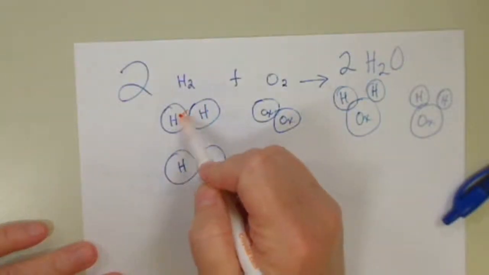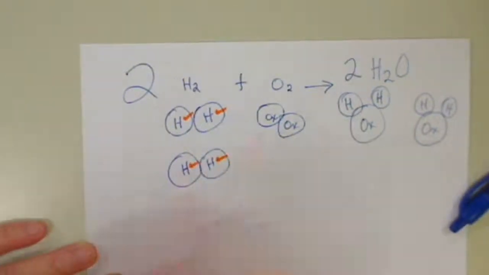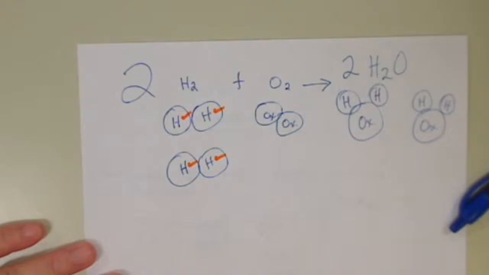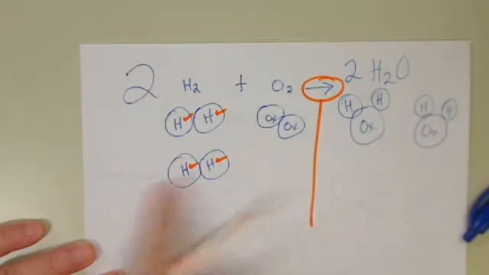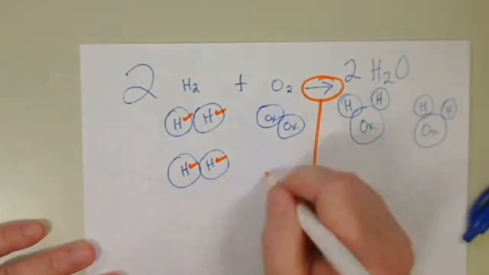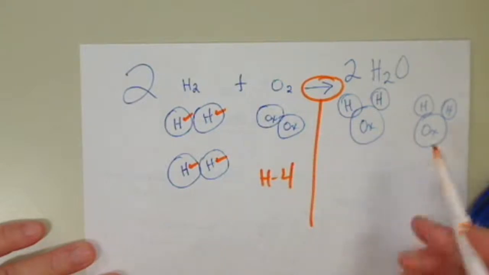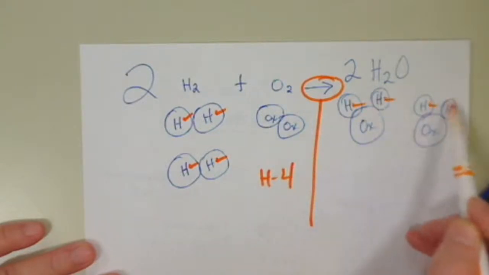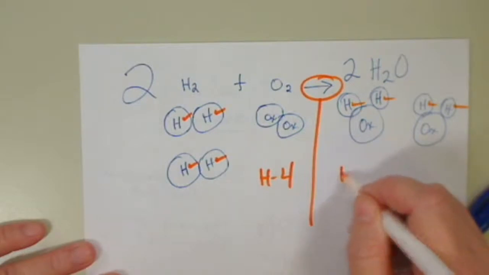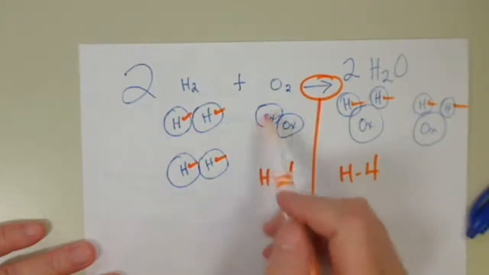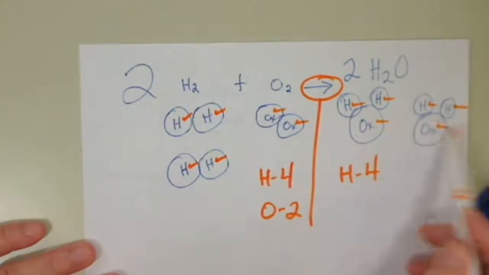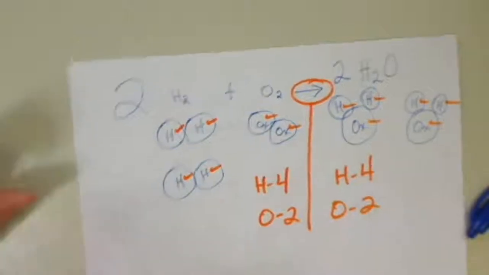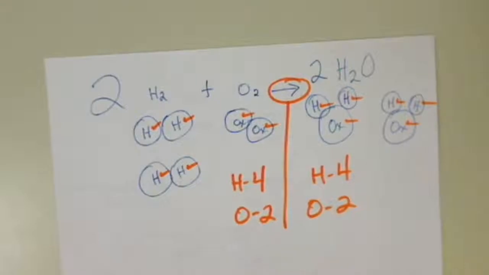We have 1, 2, 3, 4 hydrogens on the reactant side. Well, how do we know what the reactant side is? Before the arrow. So we had 4 hydrogens on the reactant side, 1, 2, 3, 4 on the product side. 1, 2 oxygen atoms on the reactant side, 1, 2 oxygens on the product side. Basically all that happened, this is a chemical reaction and the atoms rearranged.